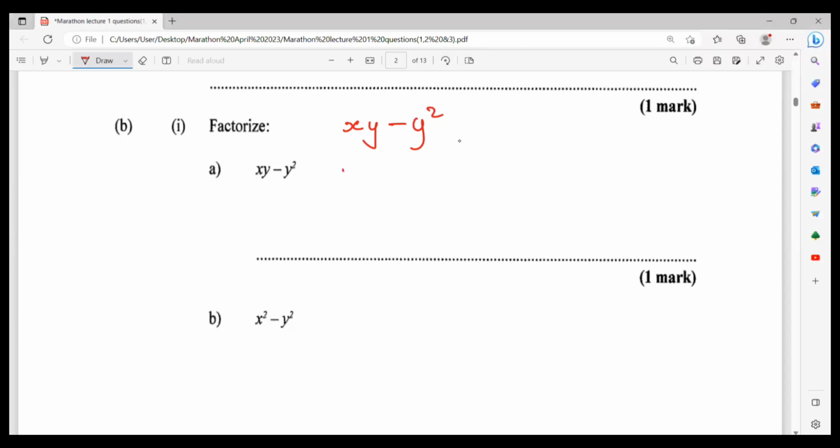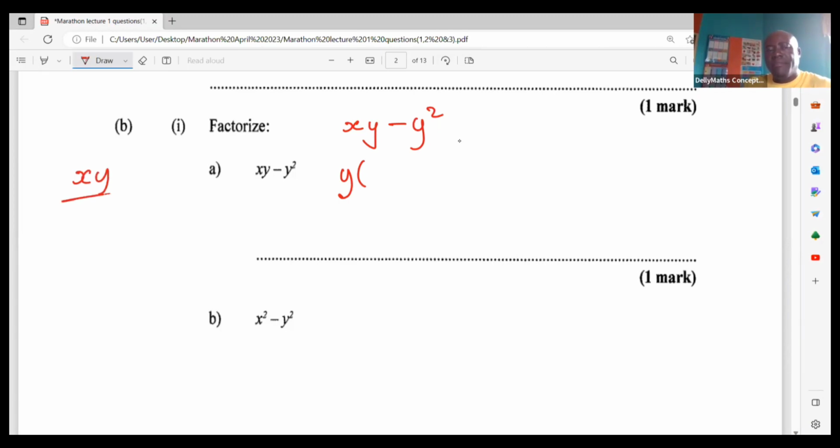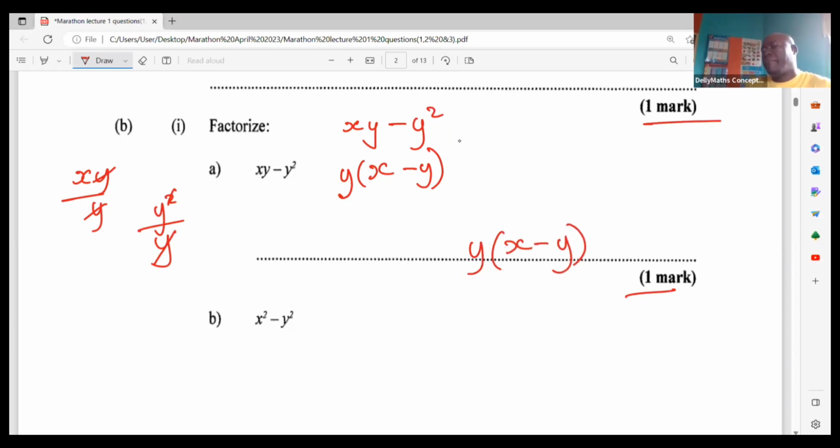So what you want to do is to isolate that common factor, open a bracket, and then you're going to divide that highest common factor into the terms. For example, xy, you divide that by y. You can see the y cancel, leaving the x. The y squared, if you divide that by y, you could see that one y will cancel one y, leaving just y. So we have this, and you close. And all of these are 1 mark questions, you could see. So y, open bracket, x minus y is the answer for that.